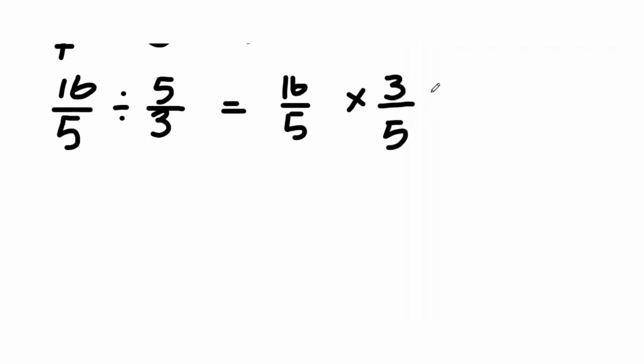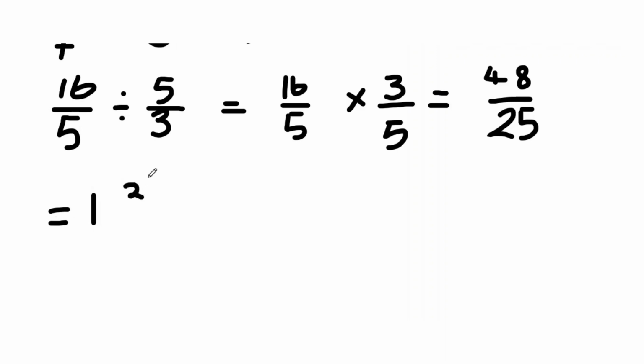Now we can multiply across, and that would be equal to 3 times 16, that's 48, and 5 multiplied by 5, that is 25. So we end up with our fraction 48 over 25, and that can be written as a mixed fraction. As a mixed fraction, 25 into 40, that goes one time, and it leaves a remainder of 23. That 23 will become our new numerator, and we put back that 23 over the original denominator, which was 25. So our final answer would be 1 and 23 over 25.